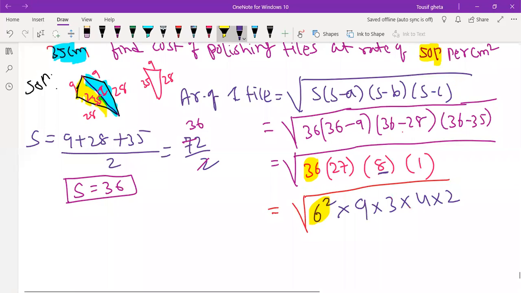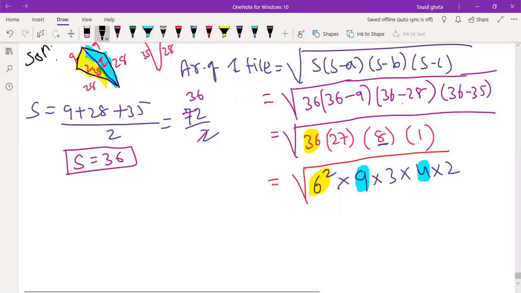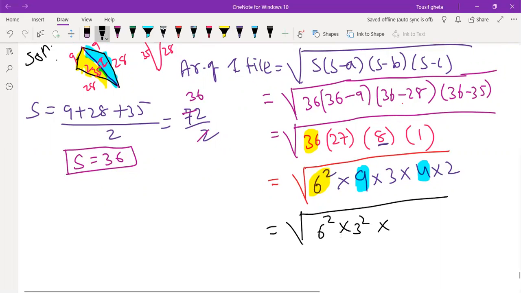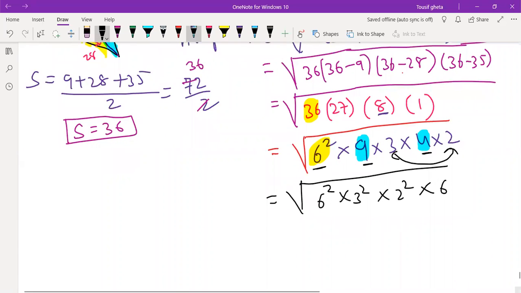Now I can write this 9 as 3 square, and this 4 as 2 square. So 6 square, 3 square, 2 square. This is 6 square, this is 3 square, this is 2 square, into 6, this is 3 twos. So now we will take out of the square root 6, 3 and 2. This will come out. Root 6 we will get. 6 3s are 18, 18 twos are 36, root 6.